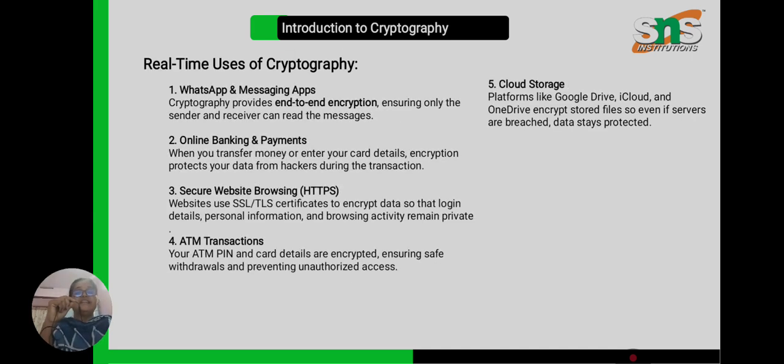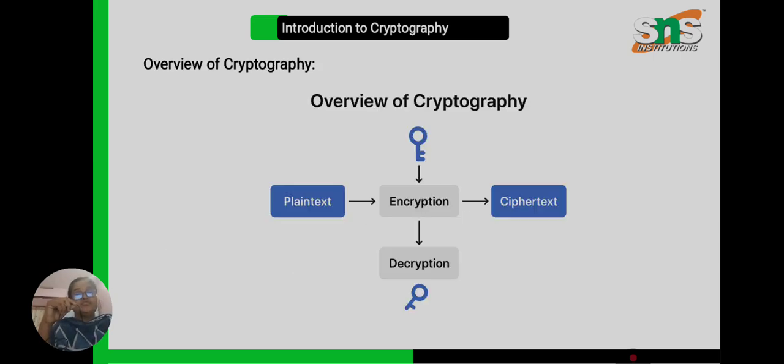These are the real-time uses of cryptography: WhatsApp messages and messaging apps, cloud storage, online banking and payments, securing websites, especially browsing, and ATM transactions. These pictorial representations clearly show the overview of cryptography that we have discussed so far in this video.